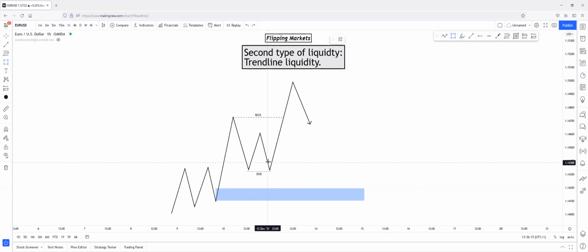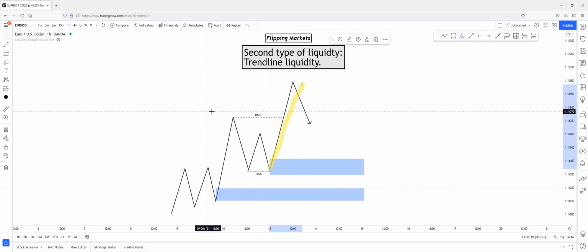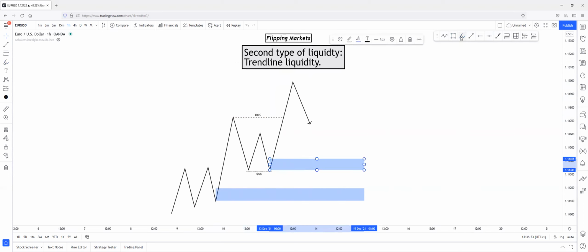Price created another demand zone here because it had inefficient push to the upside, breakout structure, but it didn't sweep any liquidity. And this zone has liquidity just below it. So this zone is literally liquidity. You don't want to trade like a retail trader. If you see double bottoms here and the zone just above the double bottoms, you can't open a position on that specific zone, so this zone.